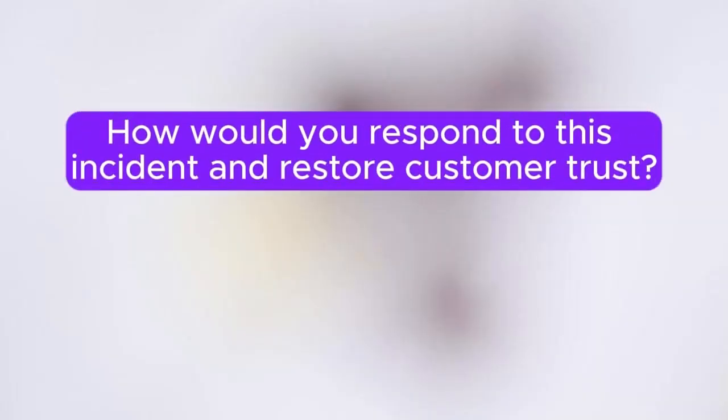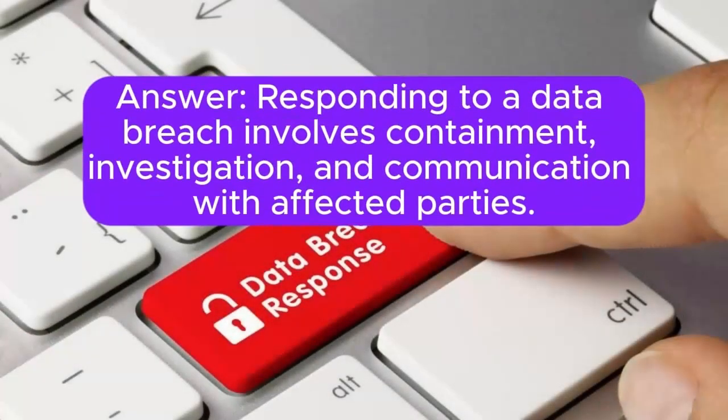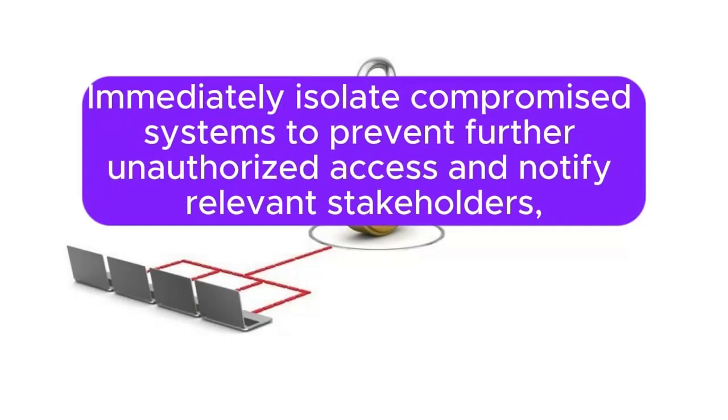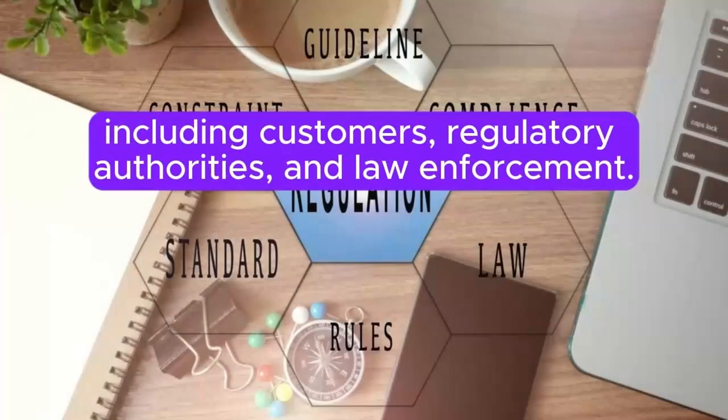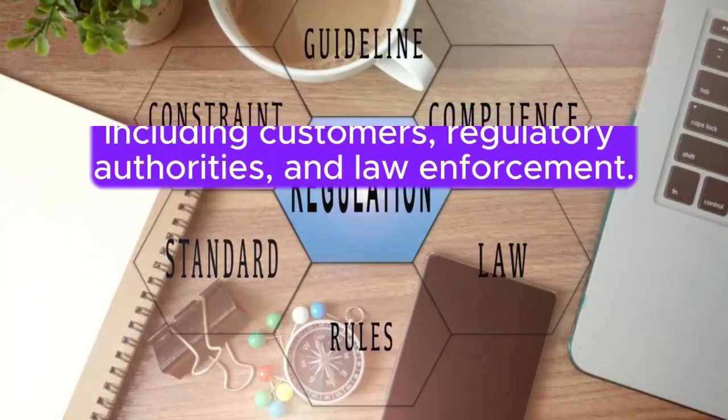20. Problem: your organization's network perimeter defenses have been breached, resulting in the compromise of customer data. How would you respond to this incident and restore customer trust? Answer: responding to a data breach involves containment, investigation, and communication with affected parties. Immediately isolate compromised systems to prevent further unauthorized access and notify relevant stakeholders, including customers, regulatory authorities, and law enforcement.